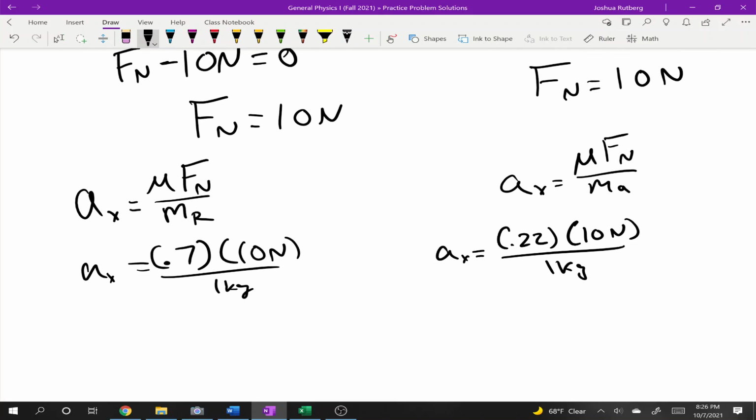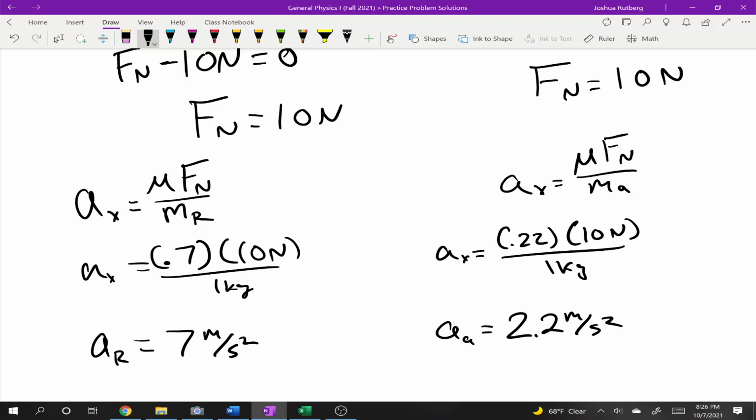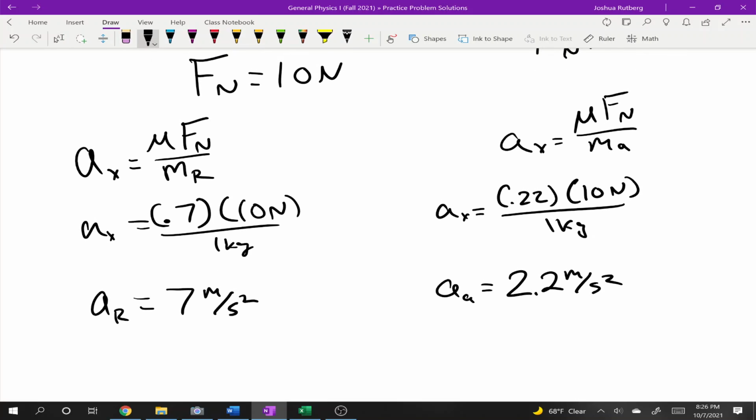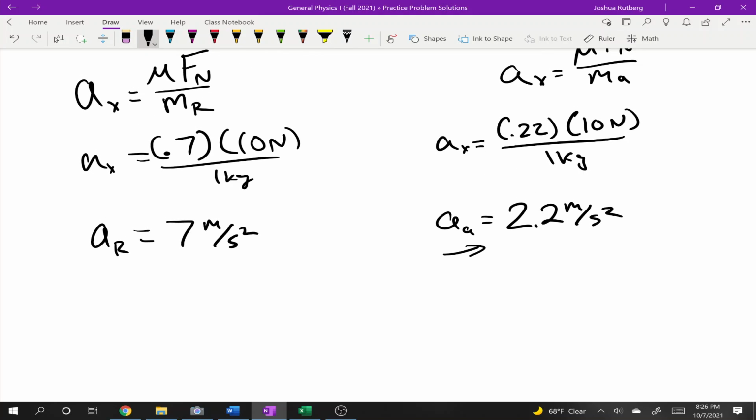So the maximum acceleration under static friction for the rubber, now I'm going to call this the acceleration of the rubber, and this I'm going to call the acceleration of the aluminum. This is 7 meters per second squared, and this is 2.2 meters per second squared. So if I pull both of these blocks, the aluminum will start to slip when the acceleration is 2.2 meters per second squared, and the rubber will start to slip at 7 meters per second squared. So I can do a quick evaluation. Does this pass the smell check? And it does.